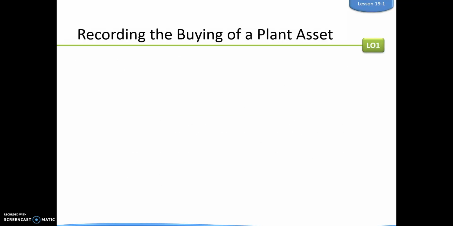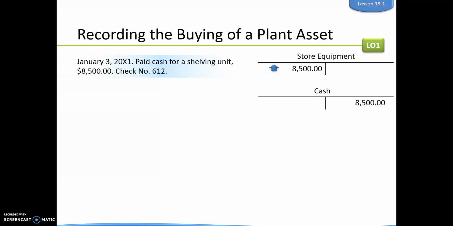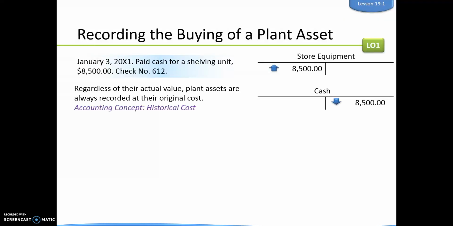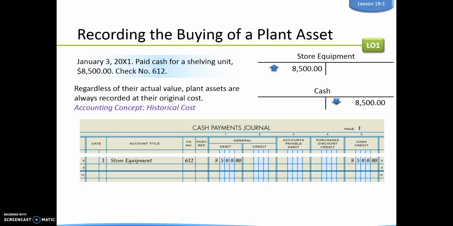So the first thing we need to make sure we know how to record is how to record the buying of a plant asset. So on January 3rd, our company paid cash for a shelving unit for $8,500. So our store equipment is going to go up, cash goes down, regardless of the actual value of the plant asset. So let's say that shelving unit is actually worth $10,000, but we only paid $8,500. We always record the buying of a plant asset at its original cost, which is the accounting concept historical cost. So that's obviously going to go in our cash payments journal. Store equipment is the account title, general debit, and cash gets a credit.